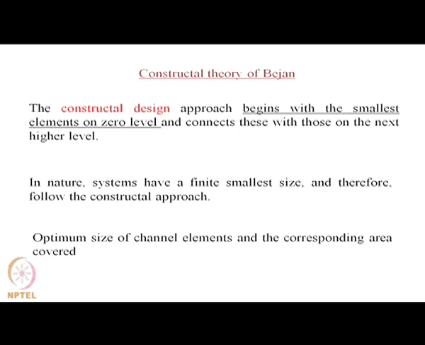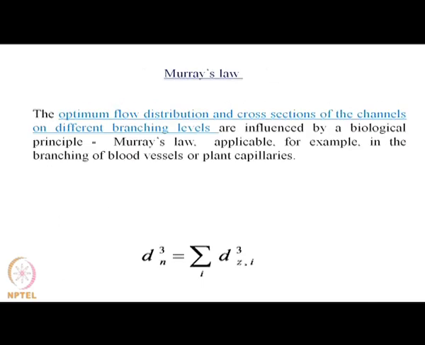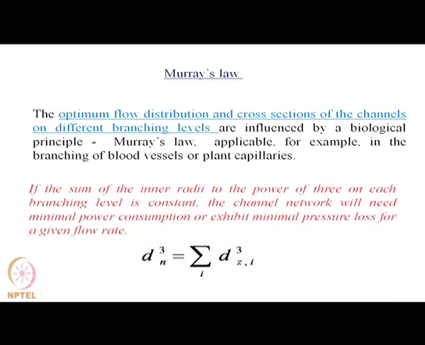The question is, how do we find out the optimum size of channel elements and the corresponding area covered? Here we come across a very interesting law which is known as Murray's law. It simply tells us that the optimum flow distribution and the cross sections of the channels on different branching levels are influenced by a biological principle which is known as Murray's law. It is applicable in the branching of blood vessels or plant capillaries.